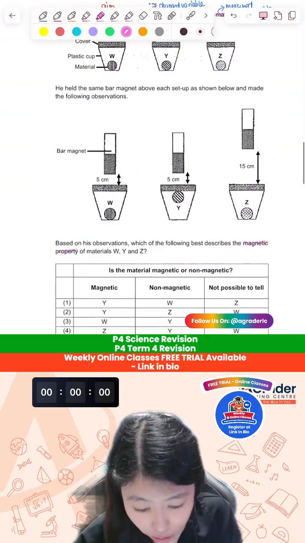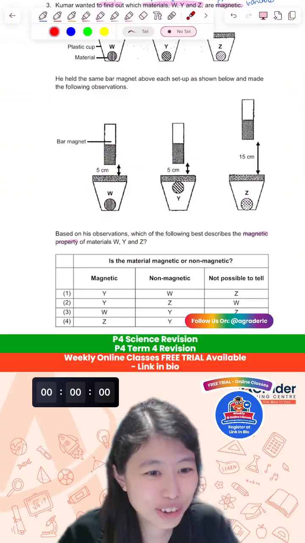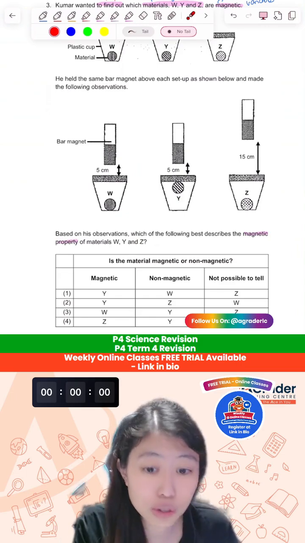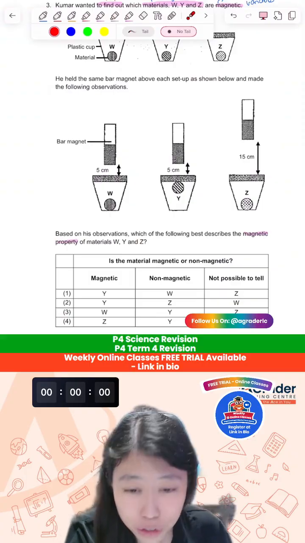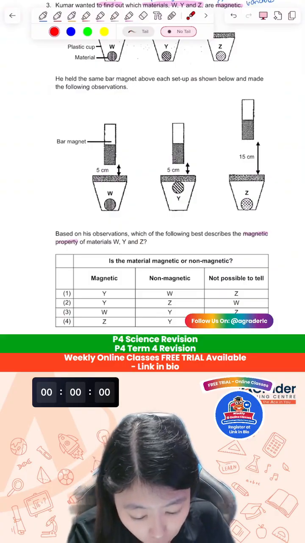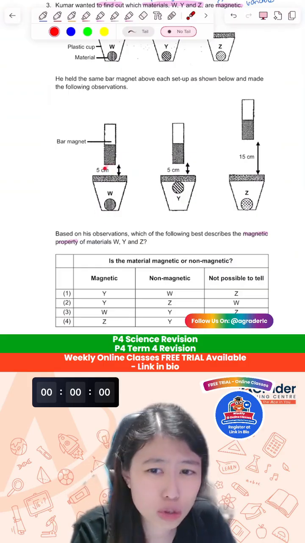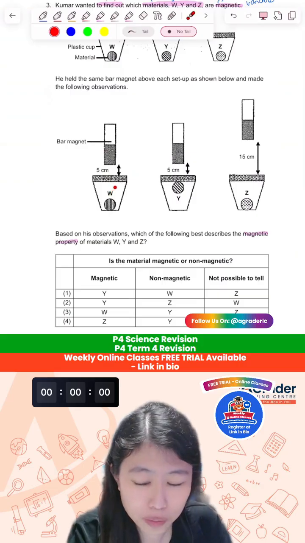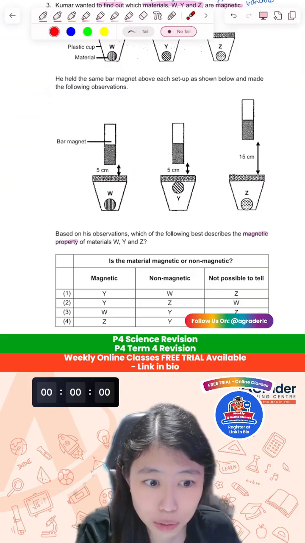Now, based on the diagram, yes, very good. A lot of you got it correct. So based on the diagram, the distance at which they are attracted, very good. In a way that will tell me whether the object is magnetic or not. All right. But let's look at this. For W, when the magnet is pretty close to the object, did it get attracted? Is there any attraction for W?